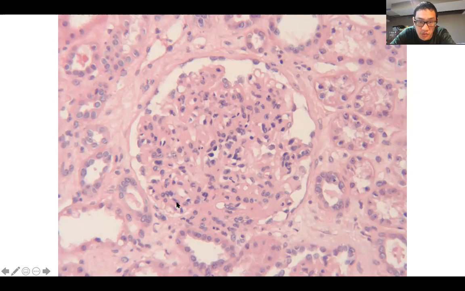So some of the loops are open, some of them are not. You look at the mesangium, and it doesn't look as hypercellular as the last one, maybe in this area a little bit, but we don't have tons of cells in this area. Most of them are out in the periphery within the capillary loops.